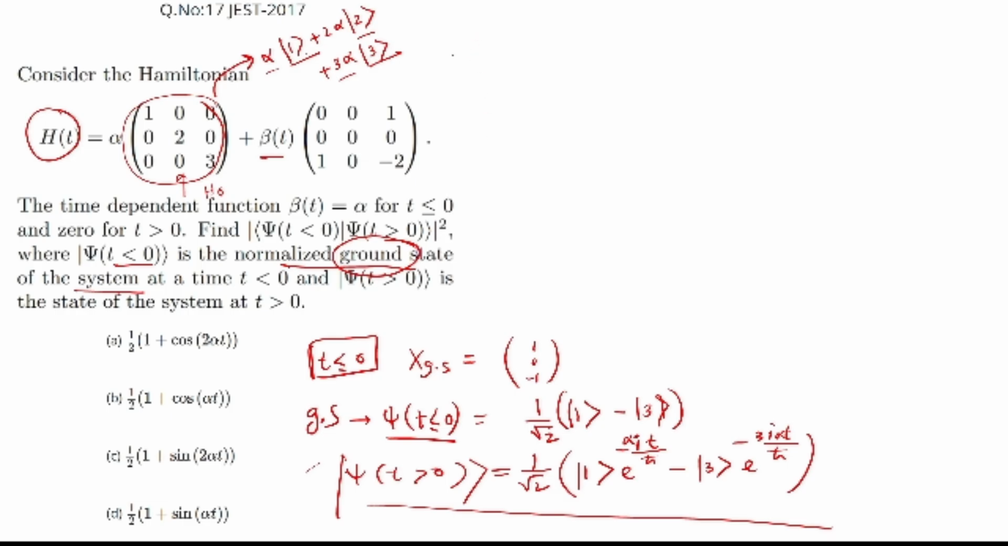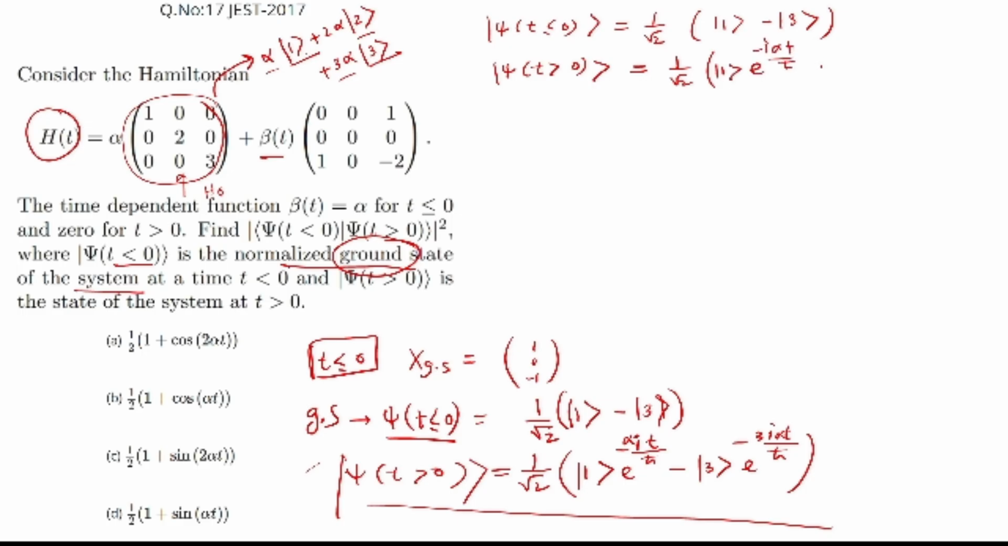Okay, so we have the state psi of t for t less than or equal to 0, which is 1 by root 2 times (|1> + |3>). And also we have the state for t greater than 0, which will be 1 by root 2 times (|1> e to the power minus iota alpha t by h cross, minus |3> e to the power minus 3 iota alpha t by h cross).